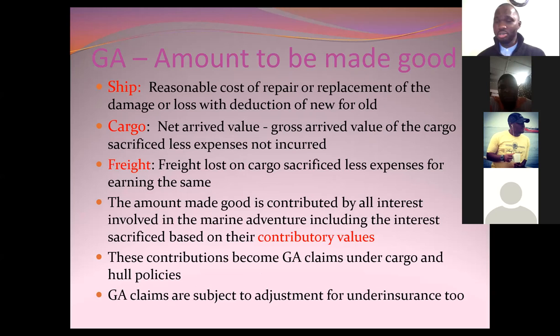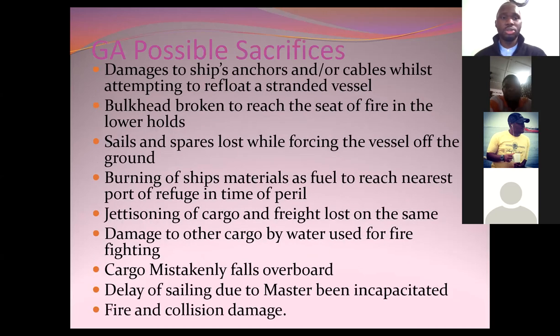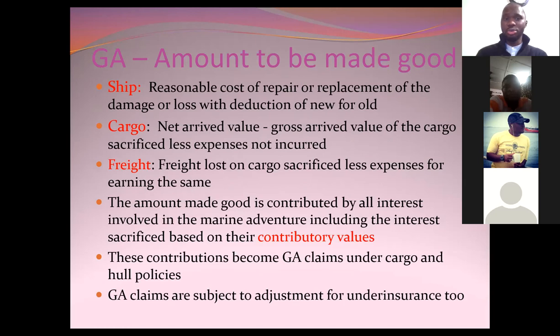So for instance, amounts to be made good in general average, I used to say, for the ship, it would be the reasonable cost of repair or replacement of some damage, especially if you're fighting fire, especially if you are grounded. We talked about damages to ship anchors and to cables as well. That's for the ship owner. So what will these guys do? Everybody on the vessel will be there to contribute towards it. Cargo, net arrival value, what time are we arriving? The freight lost as well. I'm just trying to be fast because of our time. So it's not just a matter of who lost cargo, but also a matter of the ship, the cargo, and even the freight, which I also need to consider.